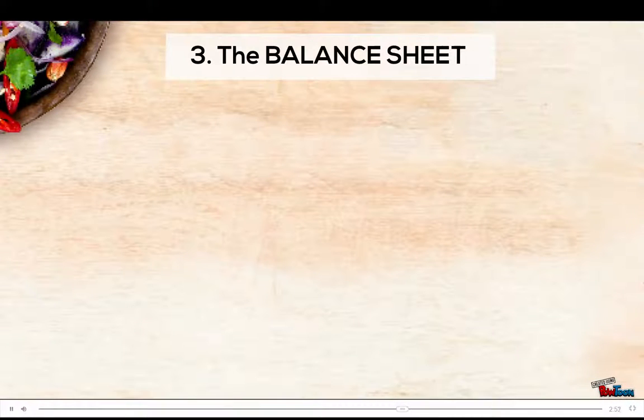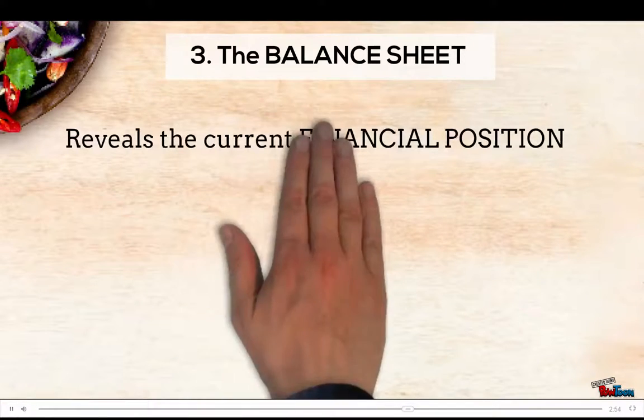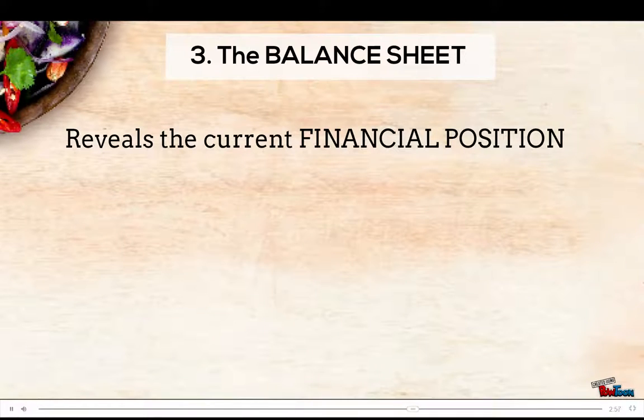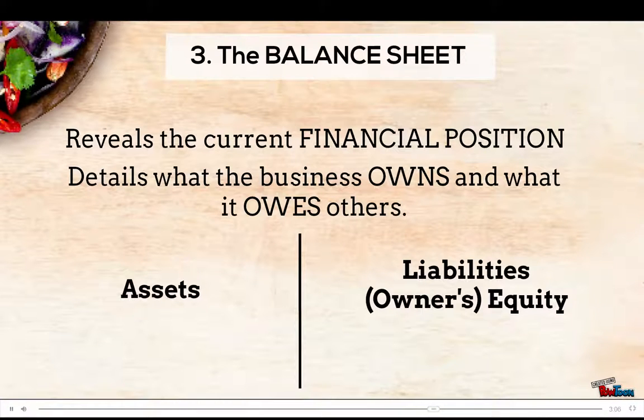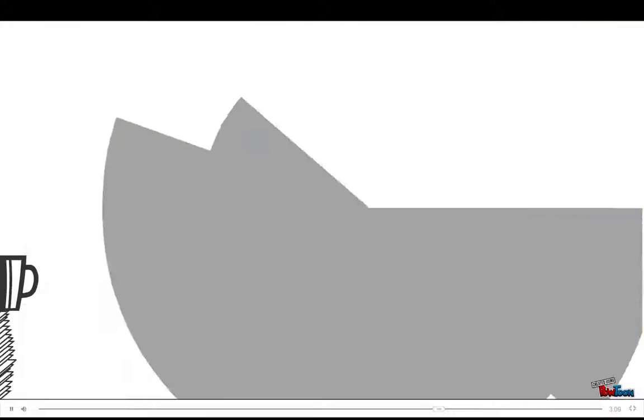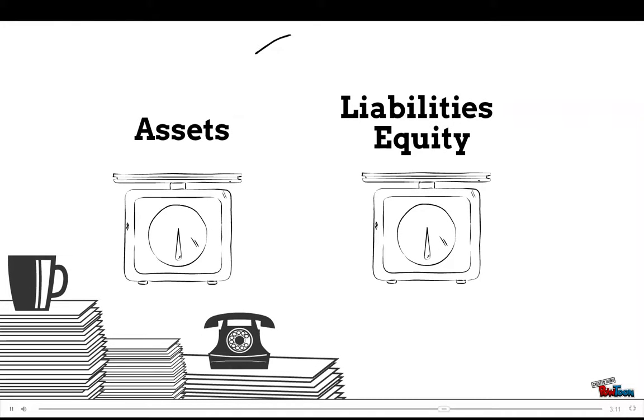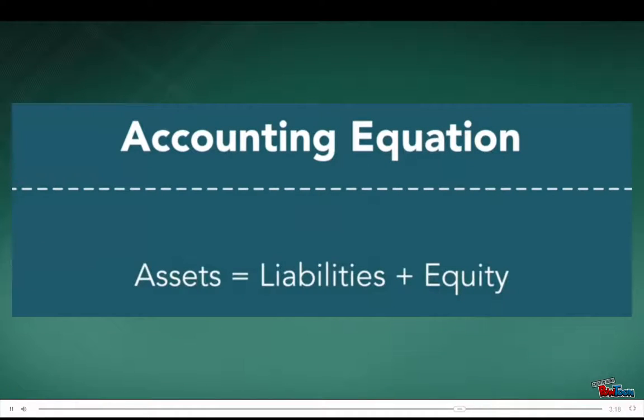Finally, we have the balance sheet. The balance sheet reveals the current financial position of a firm. The balance sheet details what the business owns and what the business owes others. The balance sheet is divided into assets on the left and liabilities and equity on the right hand side. It's called a balance sheet because the left hand side must balance with the right hand side. The most important thing to remember about the balance sheet is the accounting equation. Assets equals liabilities plus owner's equity, or A equals L plus E.